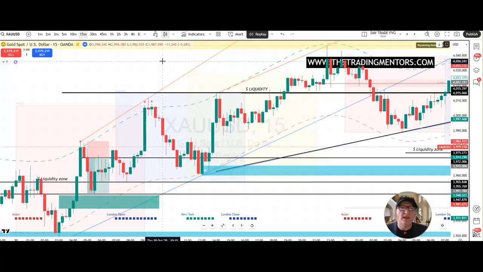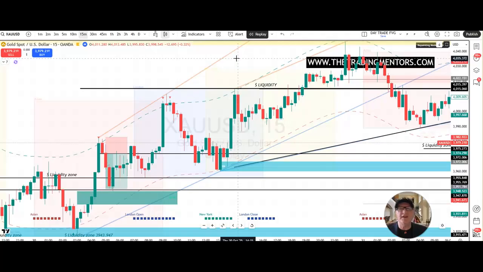Okay, so this example here, as you can see, comes up into this zone here, which is the liquidity zone for the Asian session, and the price doesn't like it. It has a liquidity sweep here. It takes all the stops out of the market, and then the price collapses, and all the inexperienced retail traders will actually have their stops taken out, and they won't know why.